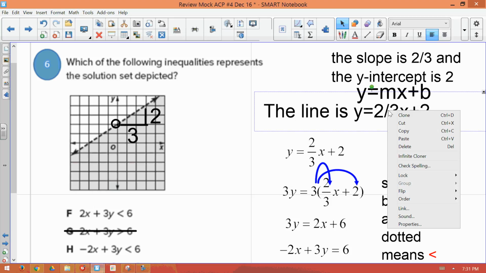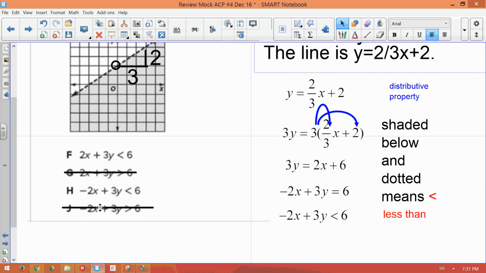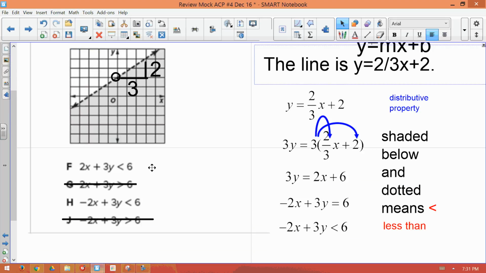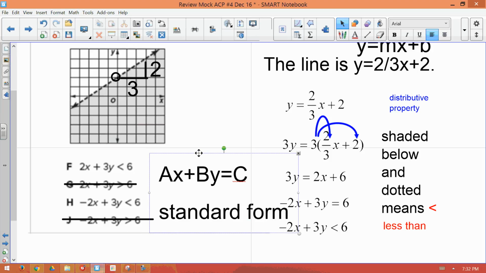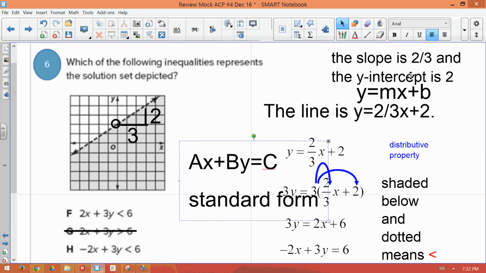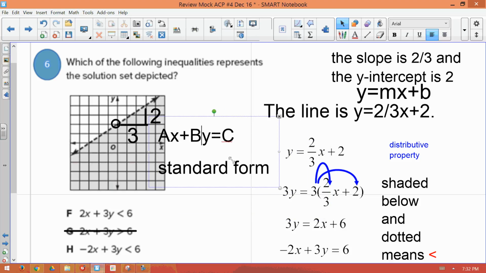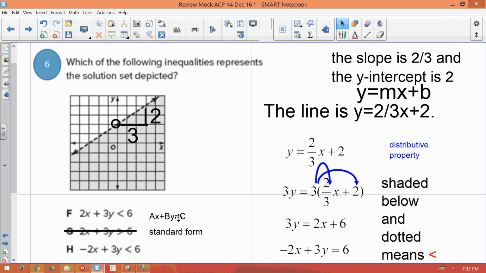Okay, but none of these are in slope-intercept form. These are in standard form, which looks like this. I'll just go ahead and make an equation. This is called standard form. I know that looks crazy. Okay. So how do you get from slope-intercept form to standard form? Okay, I'm going to make this a lot smaller because these are all standard form.